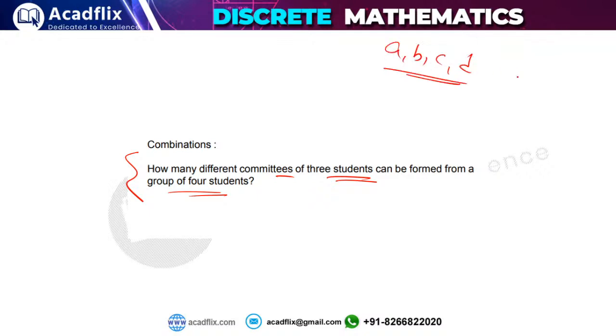These are the 4 students you have. You want to make a committee. In this committee, you need 3 students. So how many different committees can you make?